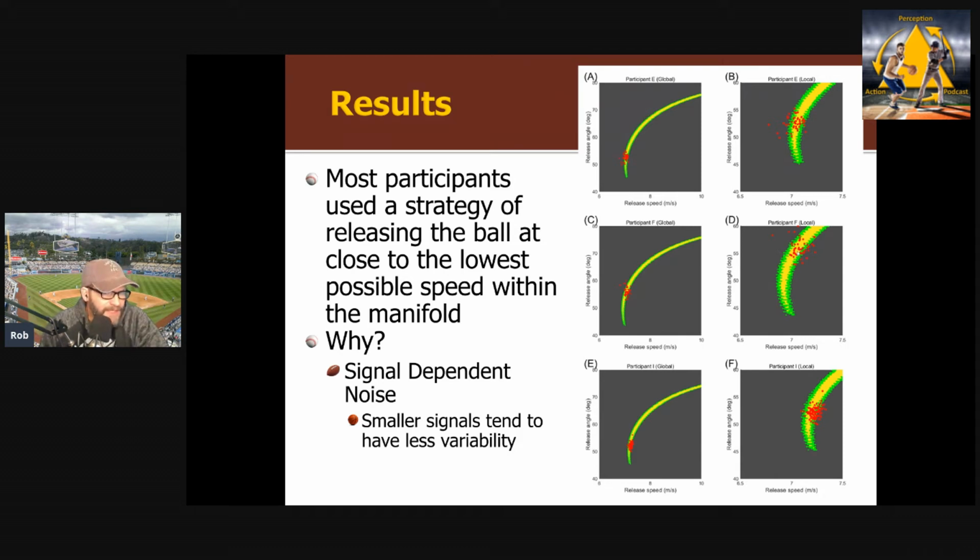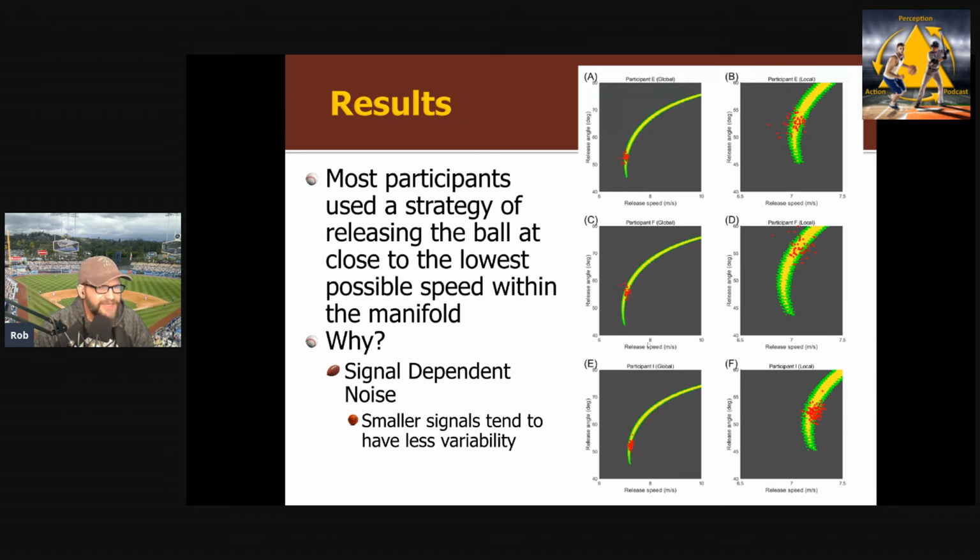But it's important to point out that the people who shot the best all did this strategy, right? They all seem to be using a control law which involves minimizing the release speed, keeping it as low as possible, the minimum that is allowed, and still make the shot. Why did they do that? Why was that the control strategy that emerged? Well, there's a couple of reasons. One is the general rule of what's called signal dependent noise, right? Smaller signals generally have less variability.